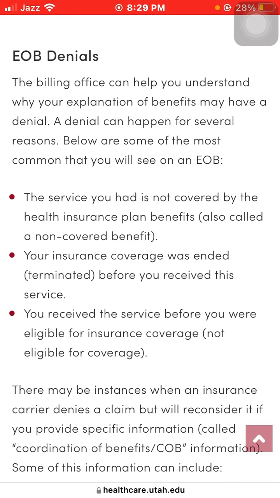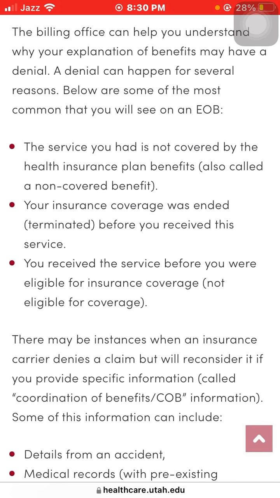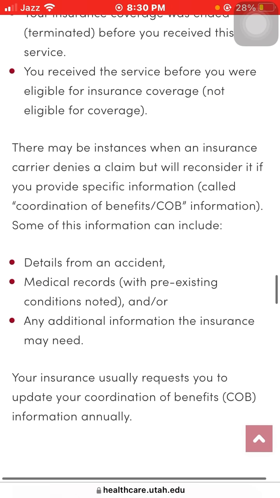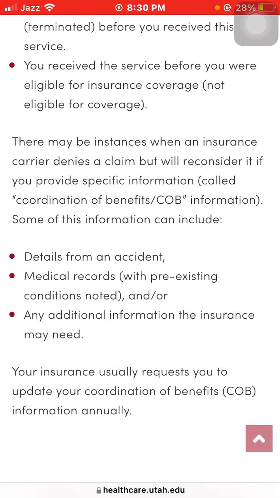EOB denials. The billing office can help you understand why your explanation of benefits may have a denial. A denial can happen for several reasons. Below are some of the most common that you will see on an EOB. The service you had is not covered by the health insurance plan benefits, also called a non-covered benefit. Your insurance coverage was terminated before you received the service. You received the service before you were eligible for insurance coverage.